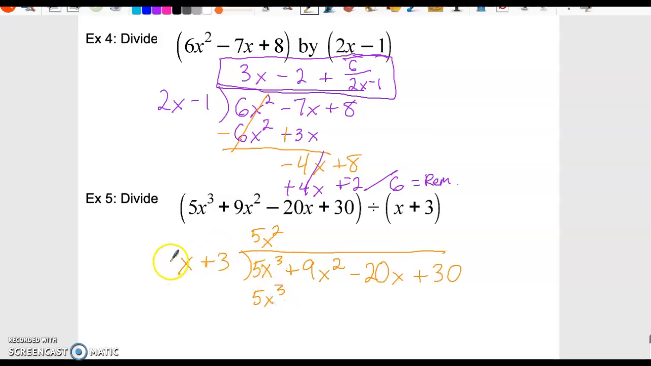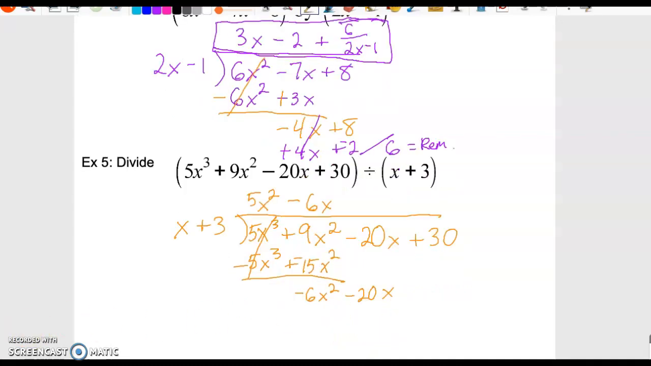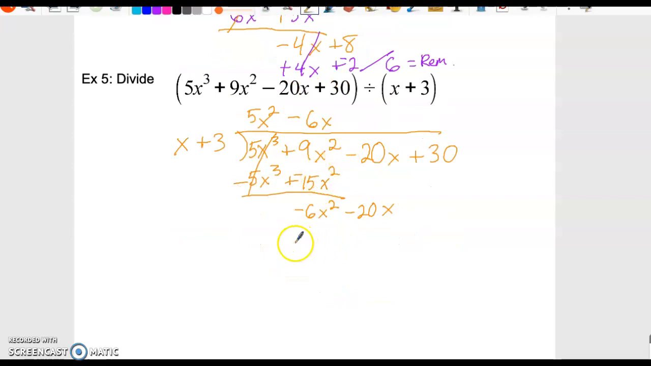So all I did is I thought about what times x gives me 5x cubed. That would be 5x squared that I'm now distributing to each piece. And now as I subtract, this piece will cancel. 9 minus 15 gives me negative 6. So x times negative 6x would give me negative 6x squared. I gotta scroll down here. Negative 6 times 3 is negative 18.